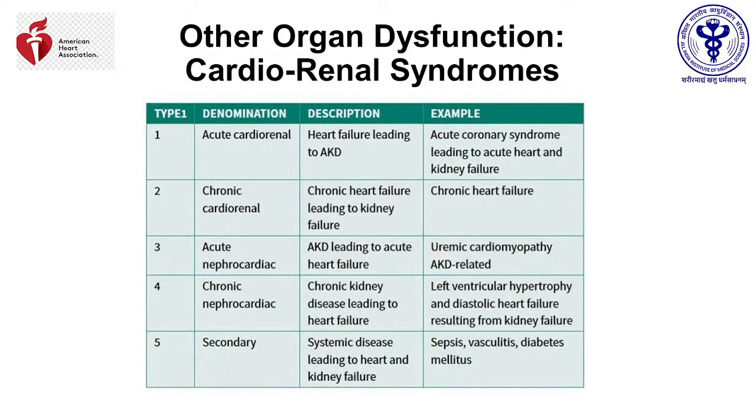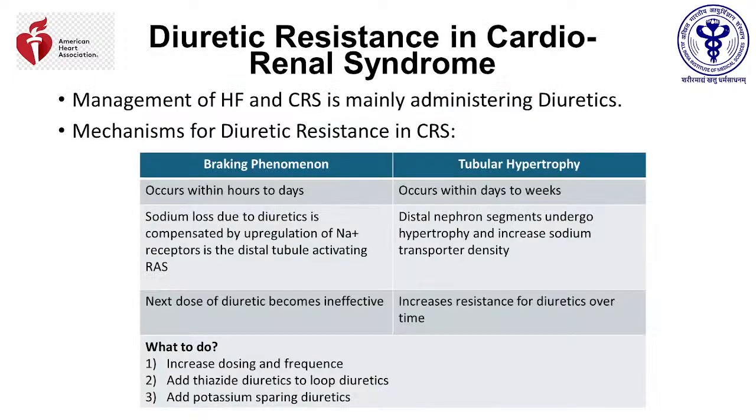My question is, management-wise, as an emergency physician, per se, cardiorenal syndrome is not some diagnosis to consider. So the only thing that has been suggested specifically for cardiorenal syndrome is giving diuretics. If you do not respond to the diuretic, thinking that the patient has cardiorenal syndrome, there is something known as diuretic resistance. Why is there diuretic resistance in patients of cardiorenal syndrome? There are two things that happen. One is the braking phenomenon and one is tubular hypertrophy. The braking phenomenon is a short-term effect.